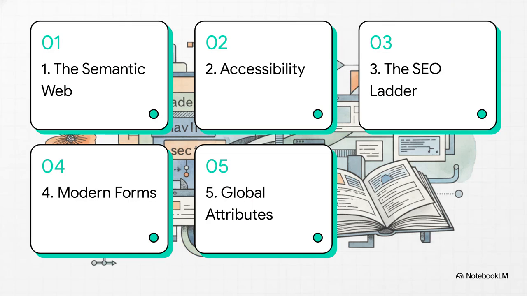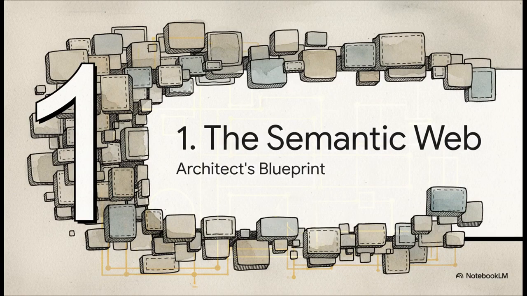All right, so here's the game plan. First, we're going to talk about the big idea, the semantic web. Then, we'll see how that single concept leads to amazing accessibility and SEO wins. And finally, we'll get our hands dirty with some seriously cool stuff in modern forms and global attributes. Let's dive in. Okay, first up, the semantic web.